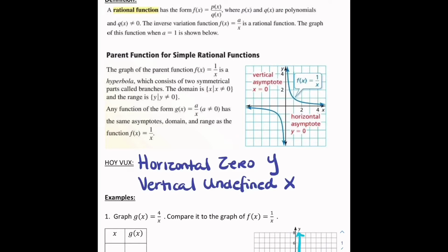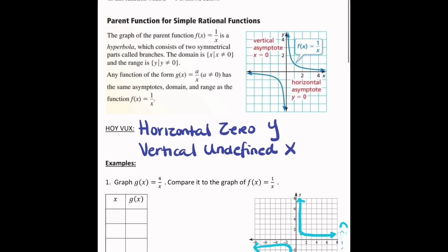8.2, graphing rational functions. A rational function has the form f of x is equal to p of x over q of x, where p of x and q of x are polynomials, and q of x cannot equal 0. The inverse variation function f of x is equal to a over x is a rational function. The graph of this function when a equals 1 is shown below.